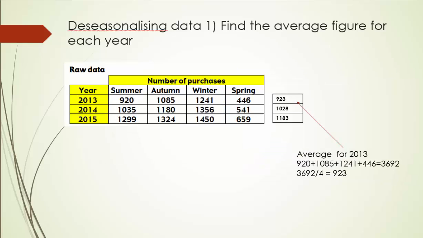First step is you find the average for each year. So 2013, that's 4 numbers, add them up, divide by 4, and then do the same for 2014 and 2015, which are the numbers in the box on the right. So that's your first step, and take notes, find the average figure for each year.